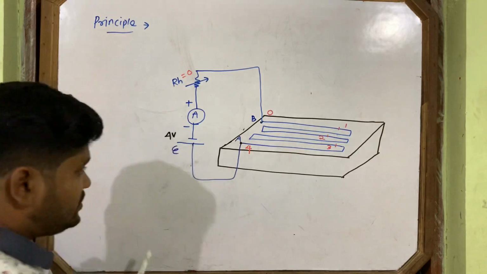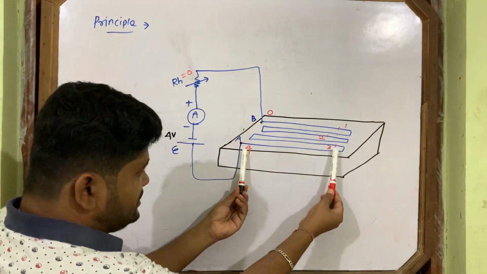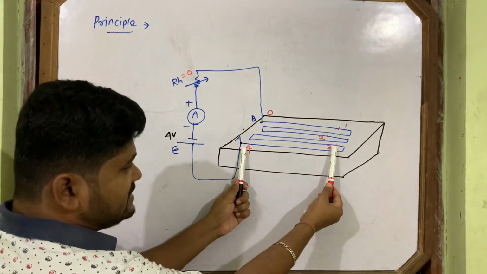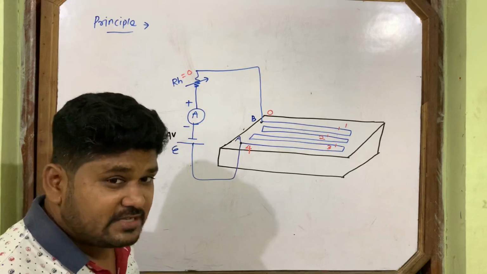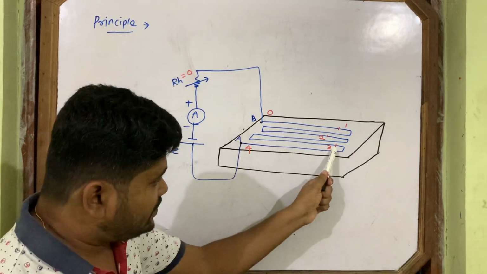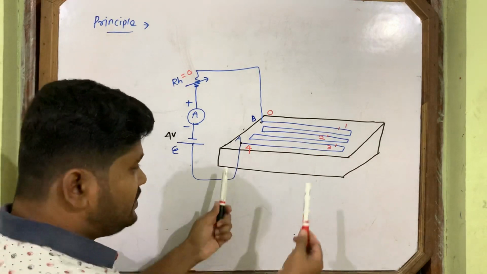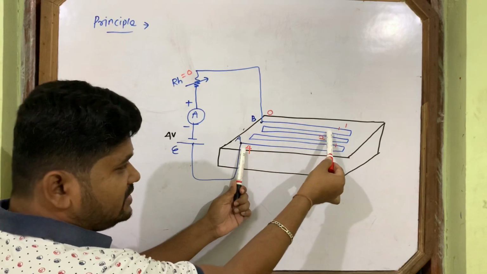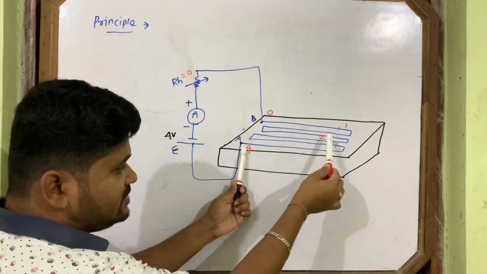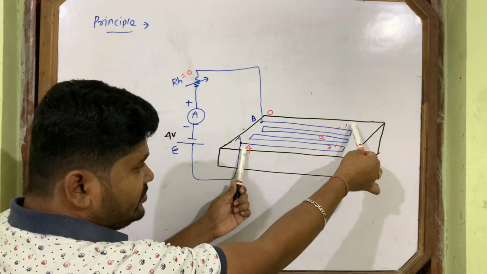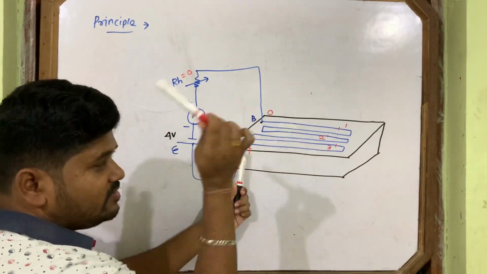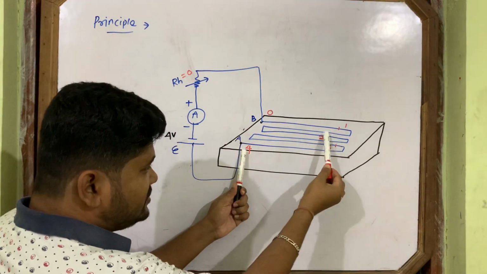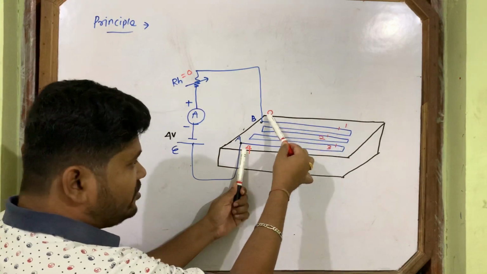Okay, now let's see. Between these 2 points, what is the potential difference? Potential difference means between these 2 points we do the subtraction. What is the potential difference between these 2 points? 1 volt. Between this point and this point, 2 volt. This one I have made fixed. Between this and this, 3 volt. Between this and this, 4 volt. Again I am repeating: 1, 2, 3, 4 volt.